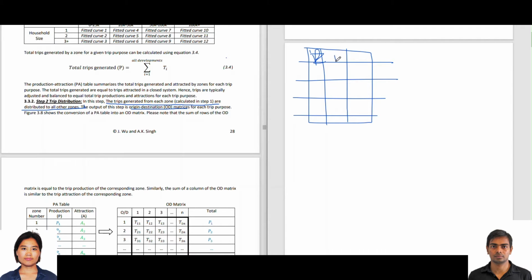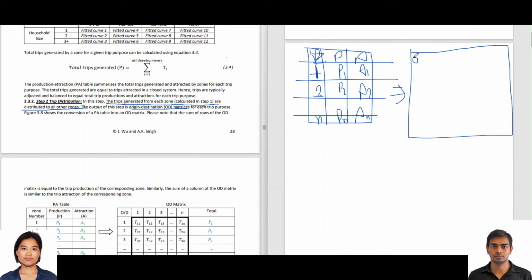This is zone, this is production, attraction, and these are some data points. Let's say we have zone 1, zone 2, which goes up to zone N, and production is given by P1, P2, and Pn. Attraction is given by A1, A2, and An. And we are trying to convert it into an equivalent OD table in this trip distribution step. So we are trying to define the OD table.